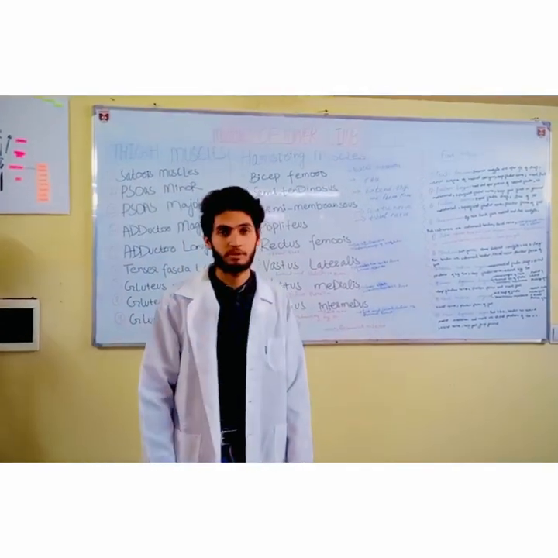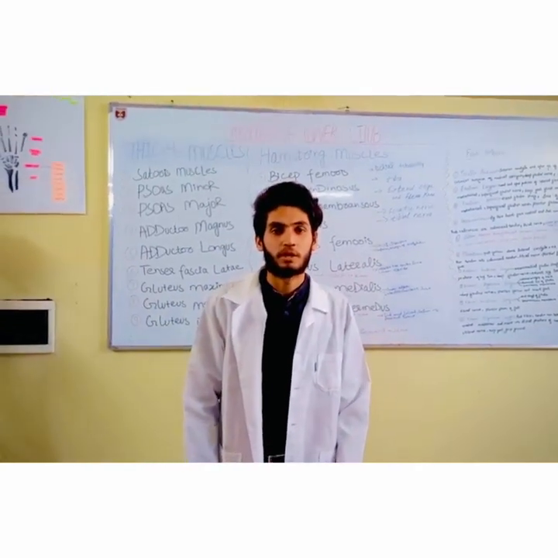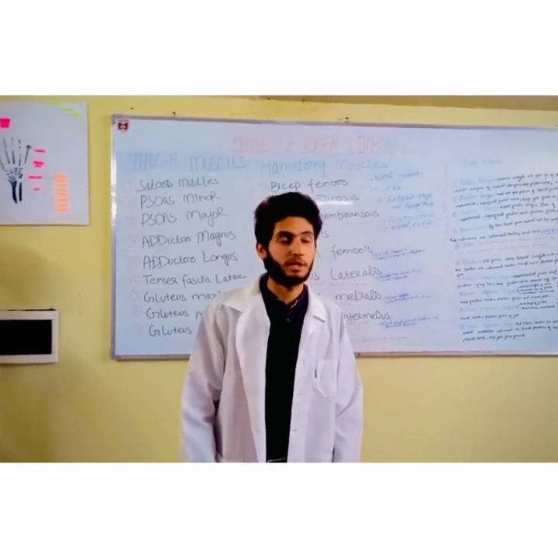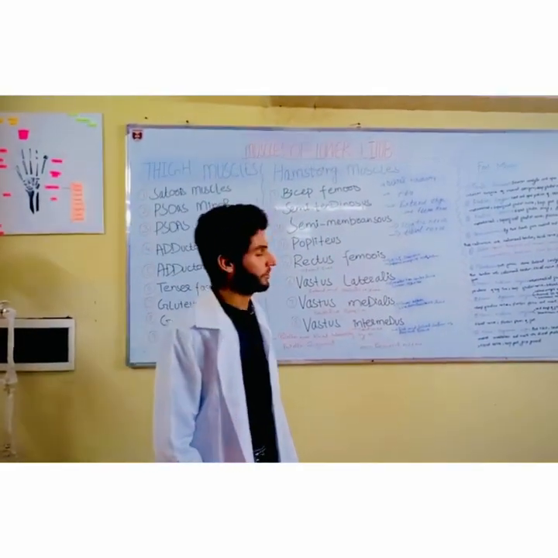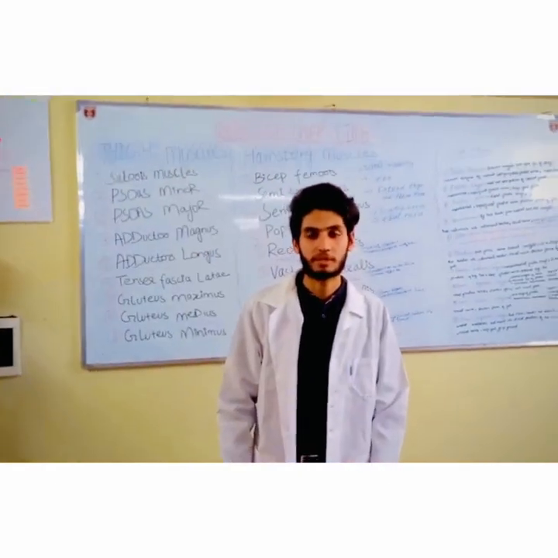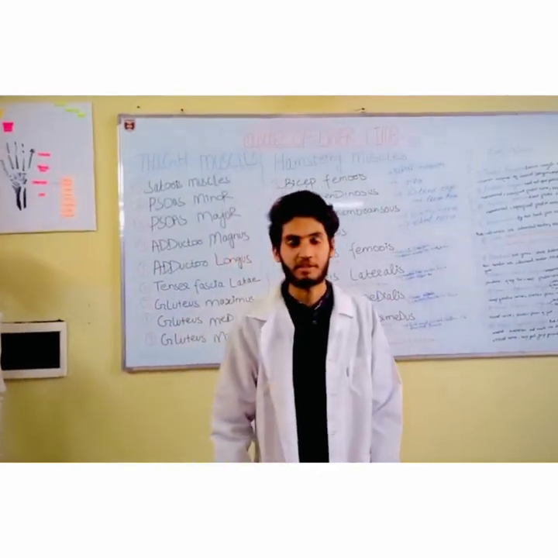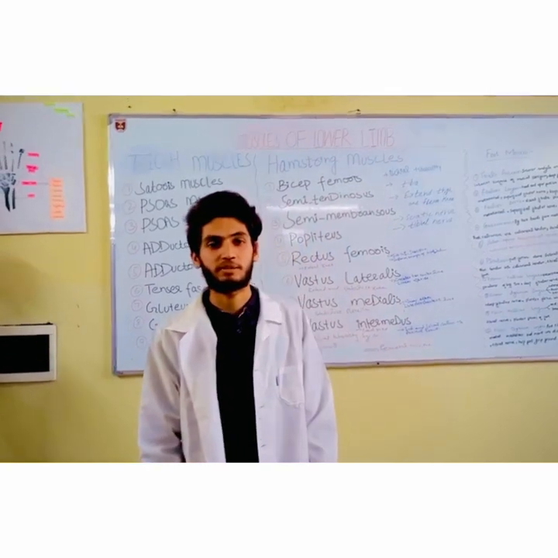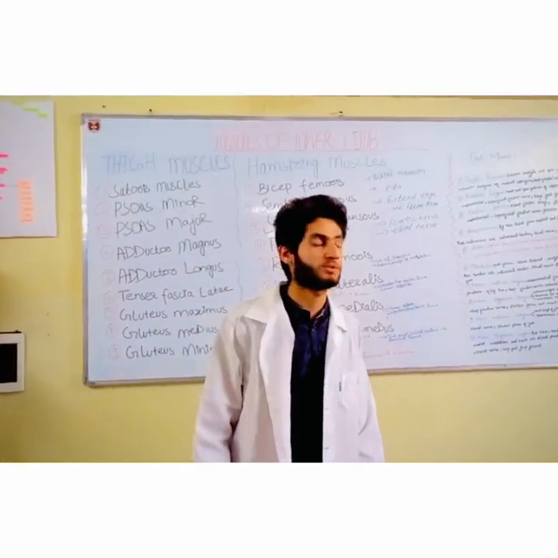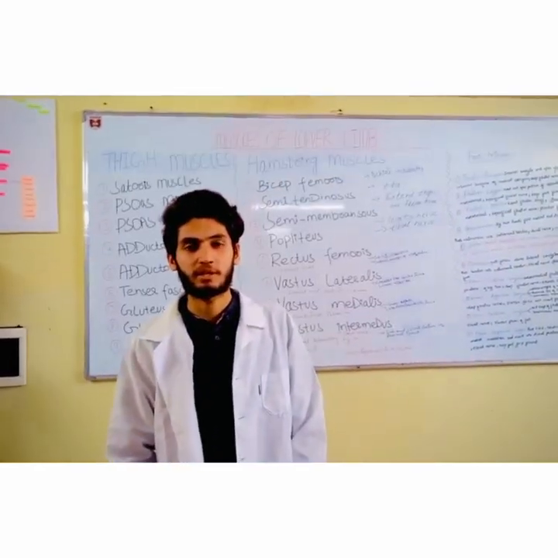Its origin means starting point. It has two starting points. The first starting point is the ischial tuberosity, and the second starting point is at the distal part of the femur. The insertion is the head of the fibula and tibia. The action of the first muscle is to extend the thigh and flex the knee, and the sciatic nerve passes through it.